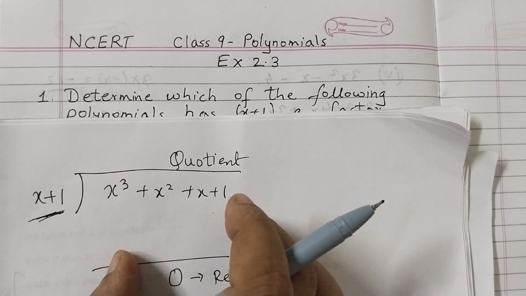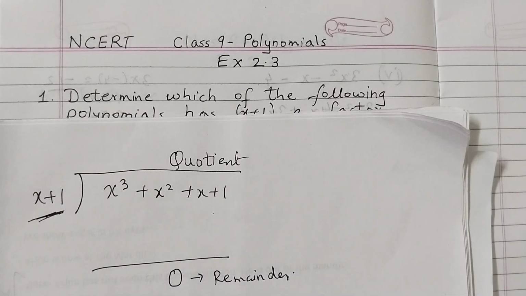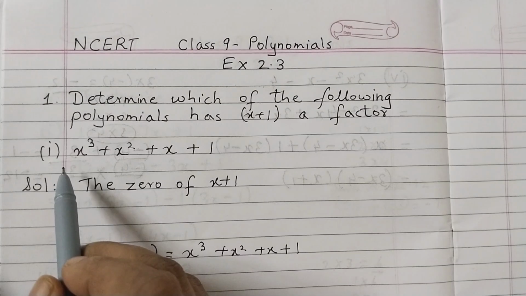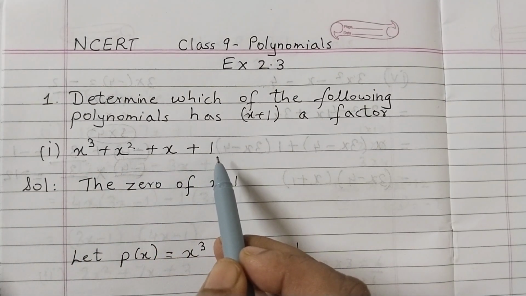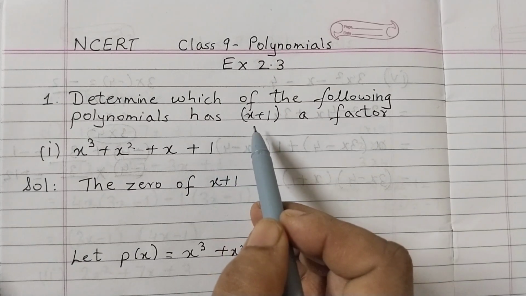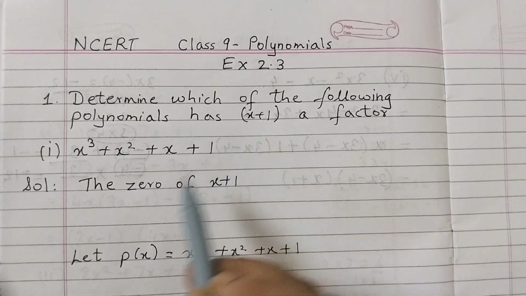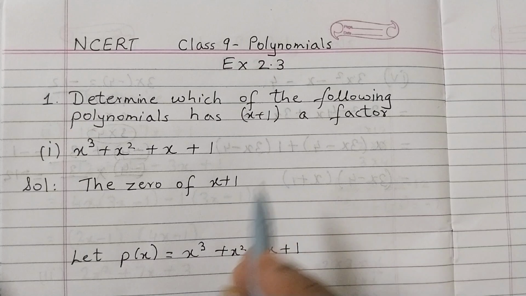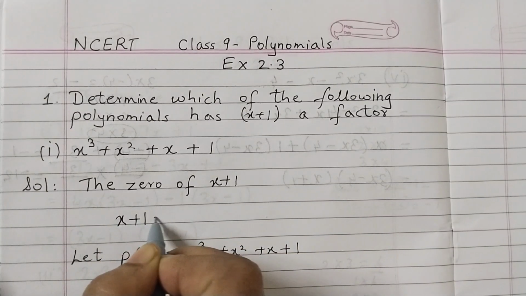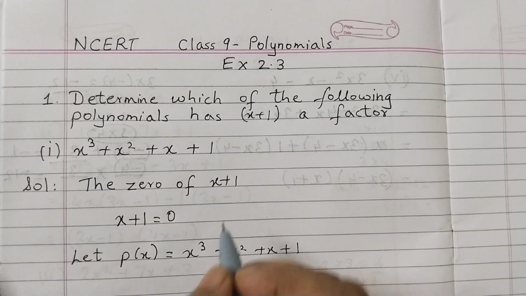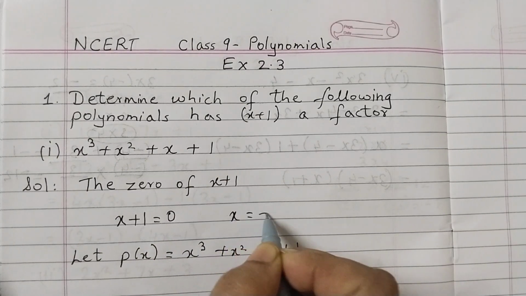However, here we will not use long division. We will use the factor theorem. So let's see how to do that. First one, x cubed plus x squared plus x plus 1. So first we will find the 0 of the factor. The 0 of x plus 1 is, set this to 0. X plus 1 is equal to 0. So x is equal to minus 1.